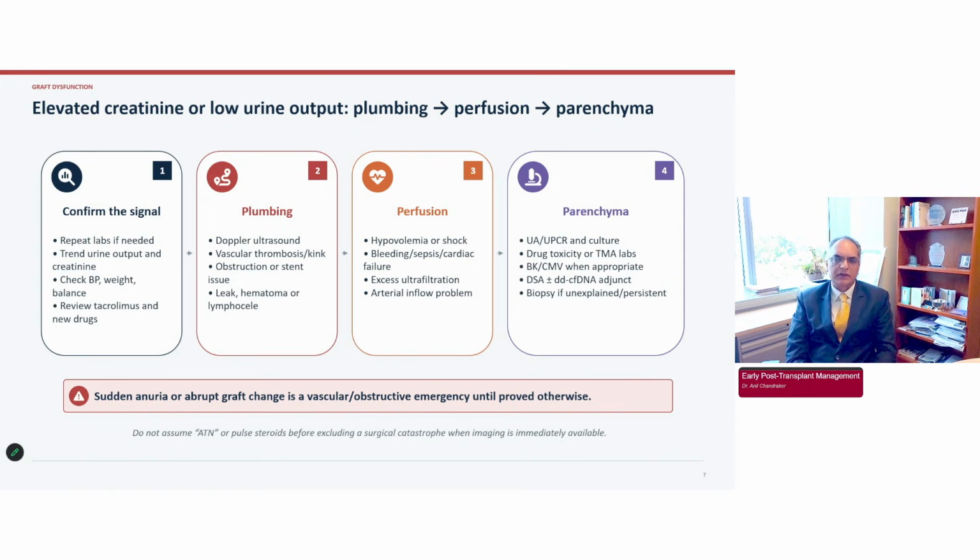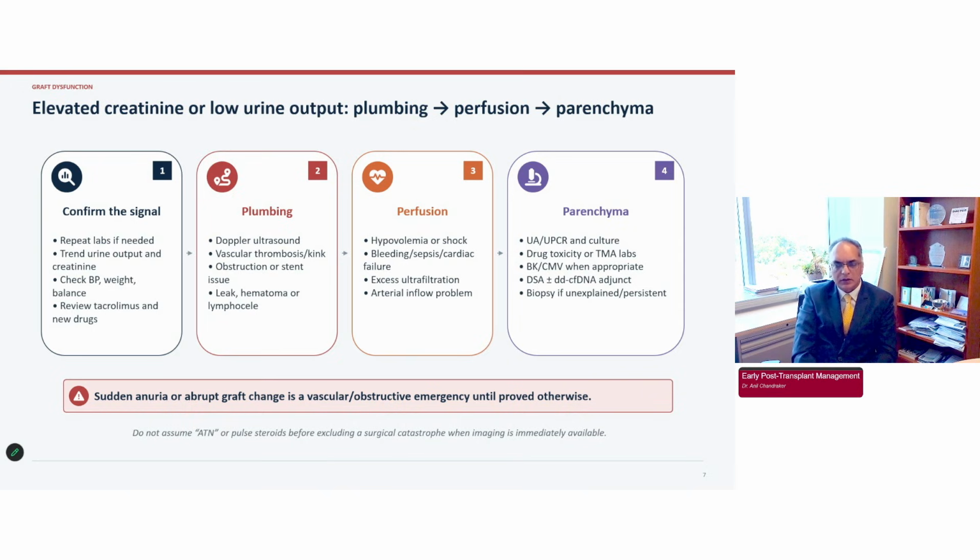What about graft dysfunction? In terms of thinking about what is graft dysfunction, we're really thinking about two things. One is an elevated creatinine, and the other is a low urine output. One good way of thinking about this is really thinking about what are the different causes of graft dysfunction. So there are issues that you would think about early on, such as vascular thrombosis or obstruction, a leak, hematoma, or lymphocele.